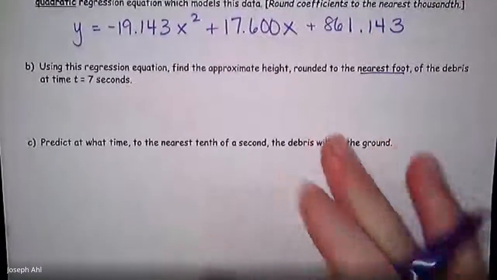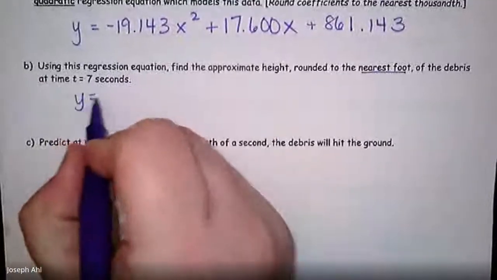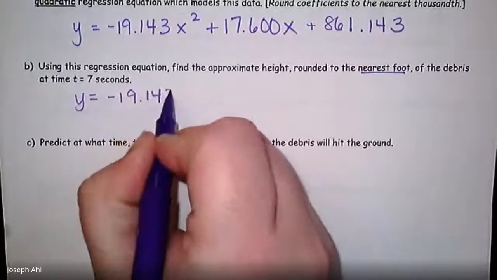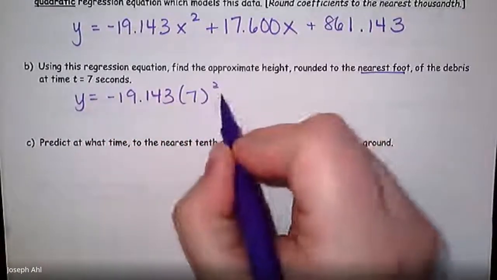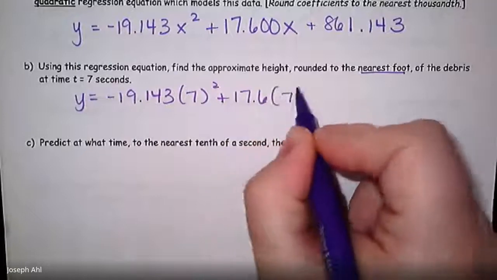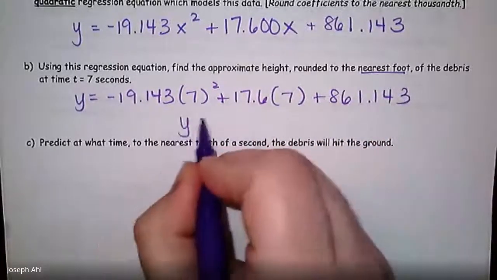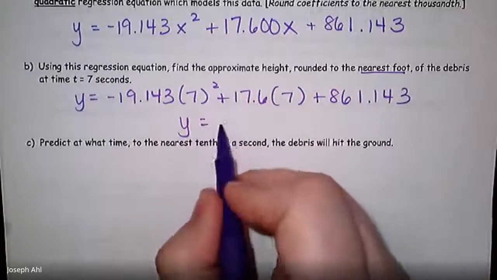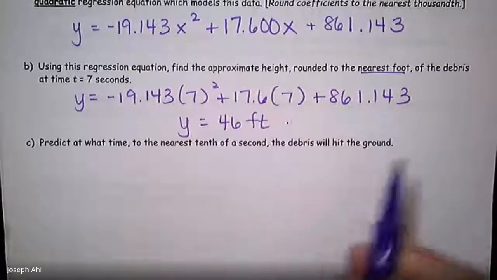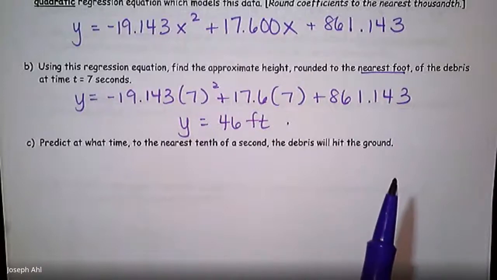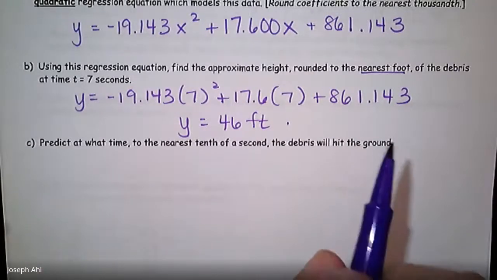Okay, so go ahead and plug in 7 for x and just evaluate. Negative 19.143 times 7 squared plus 17.6 times 7 plus 861.143. If you type that into the home screen on the calculator, to the nearest foot you should get that the height is about 46 feet. Pretty close to the ground at that time.